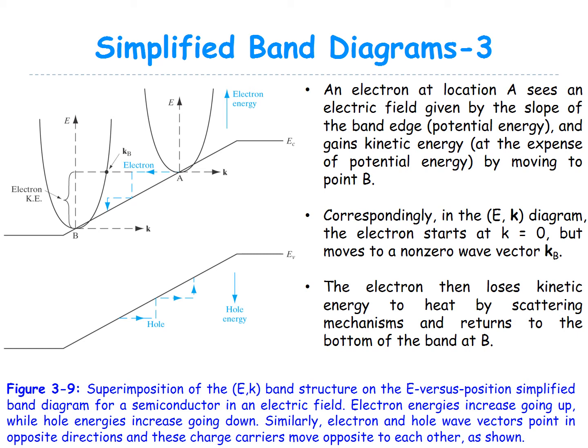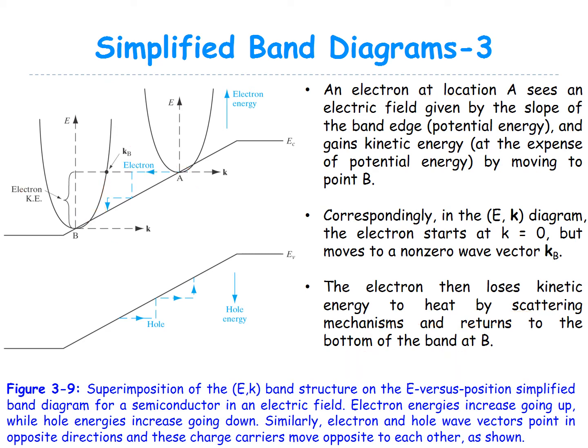Now let's see what happens by looking at this example here. So if an electron at a location A, this location here, sees an electric field given by the slope of the band, which is the potential energy, it gains kinetic energy at the expense of potential energy by moving to point B. The electron then loses the kinetic energy to heat by scattering mechanisms and returns to the bottom of the band at B. So the electron comes here, and then it loses energy and goes all the way to B, by scattering mechanisms, until it reaches point B.